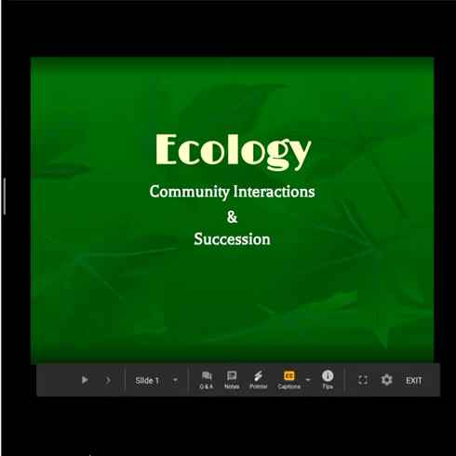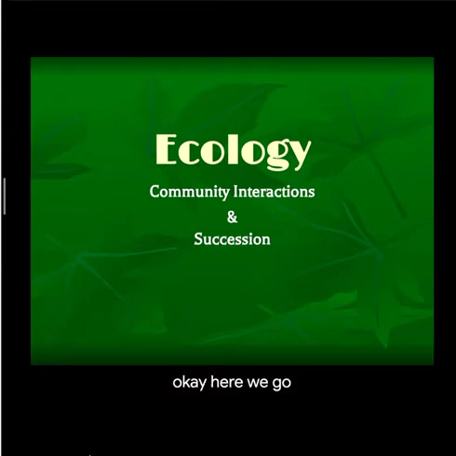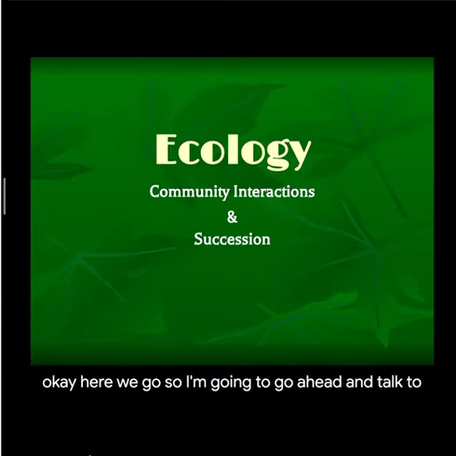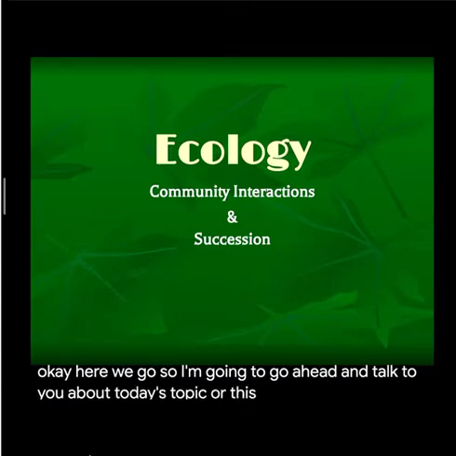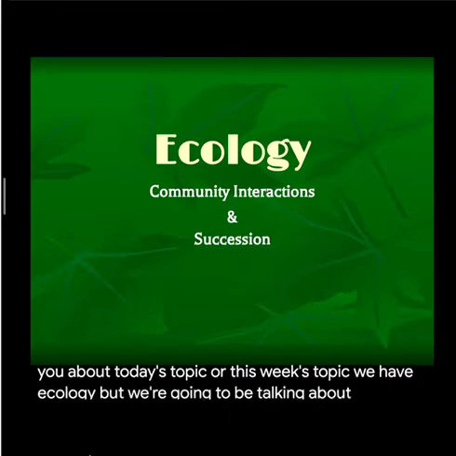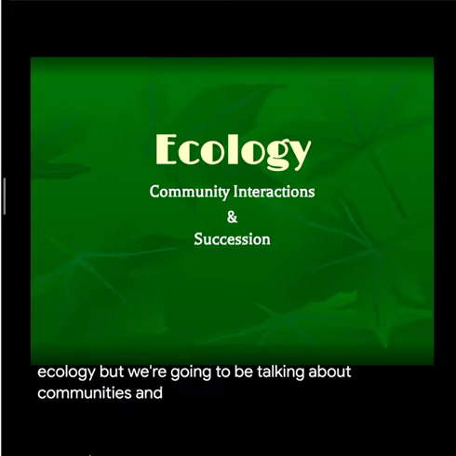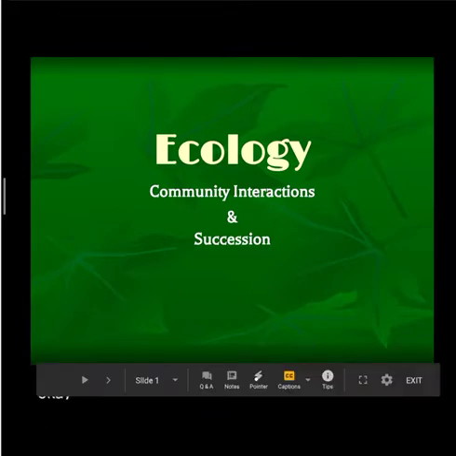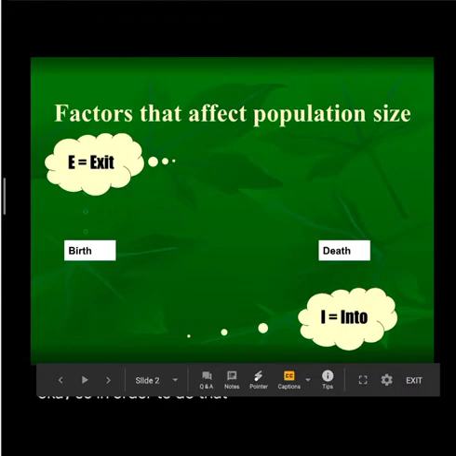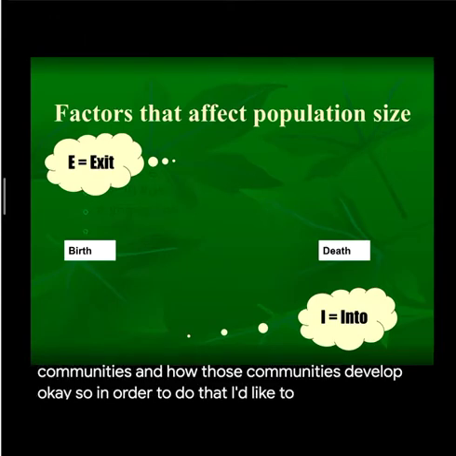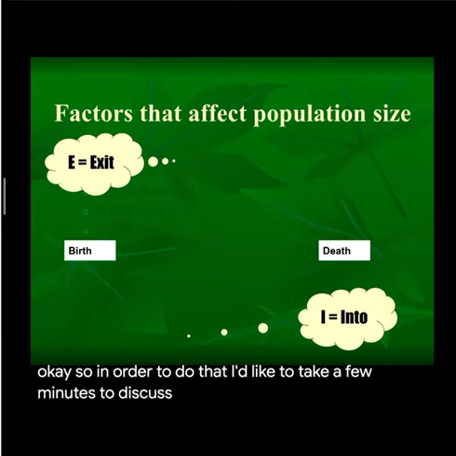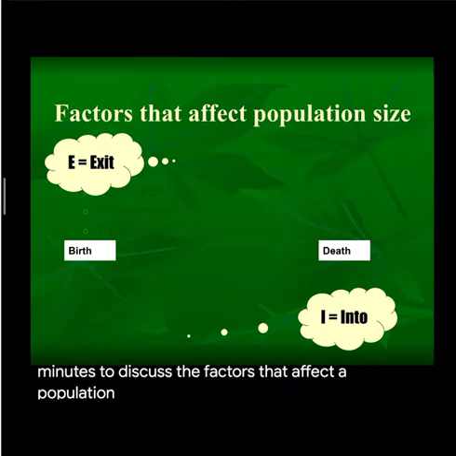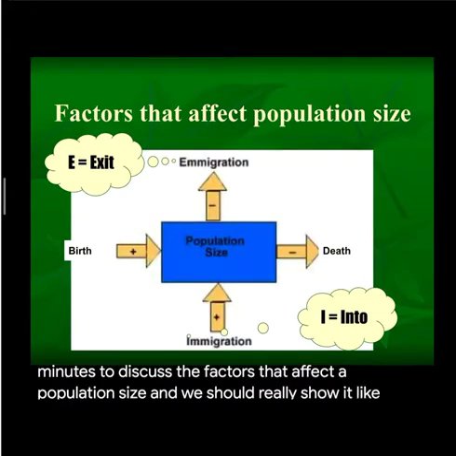Okay, here we go. So I'm going to go ahead and talk to you about this week's topic. We have ecology, but we're going to be talking about communities and how those communities develop. In order to do that, I'd like to take a few minutes to discuss the factors that affect a population size.